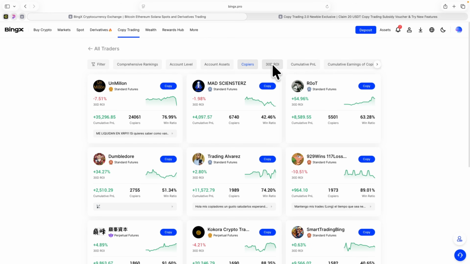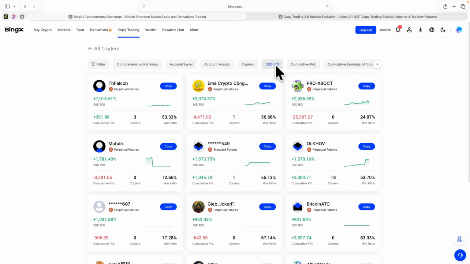And then the next category is 30-day ROI. So for this category, it shows you the return on investment of that trader over the last 30 days. So you can see over the last 30 days, this person has made the highest amount of profit. That's over 7,000% profit, which is a lot. I think this person should be new, because there are just 3 people copying his trades. And you can see the person's win rate is just 53%. Well, 53% with this kind of ROI shows that this person is taking huge risk. So this person might be a high risk trader. So if you don't like high risk, I won't advise you to copy this kind of person.